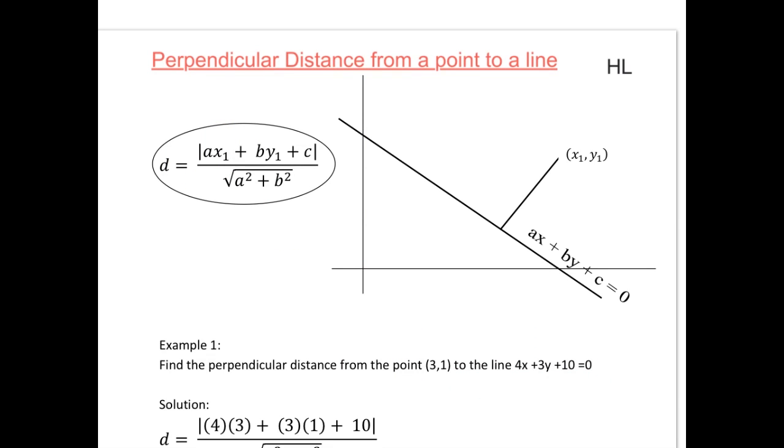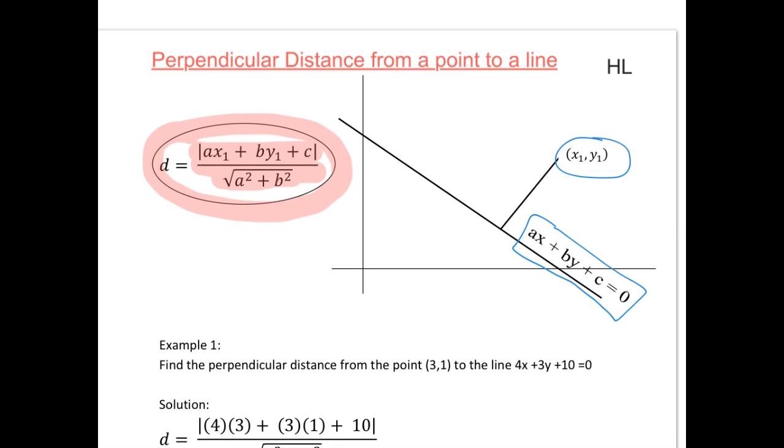In this video we're going to talk about the perpendicular distance from a point to a line and how we can find it. So the formula for finding the perpendicular distance from a point to a line is given in here, and it's a times x1 plus b times y1 plus c, all divided by the square root of a squared plus b squared. And all of these values are taken from your point, x1, y1, and the equation of your line ax plus by plus c equals 0.